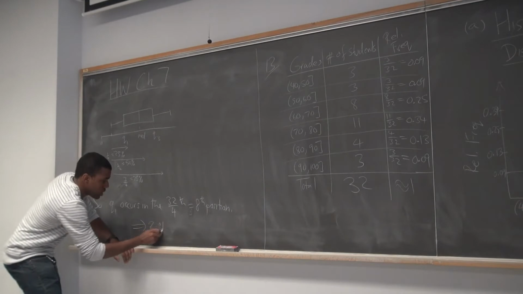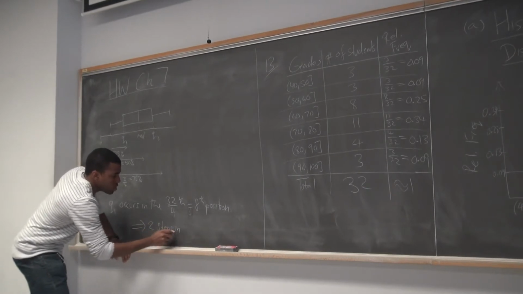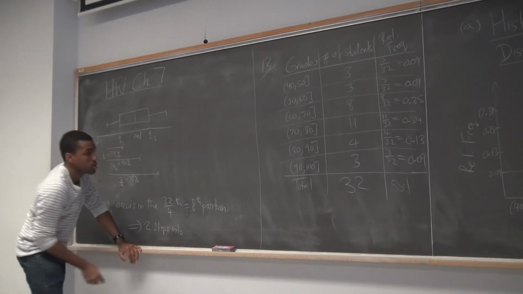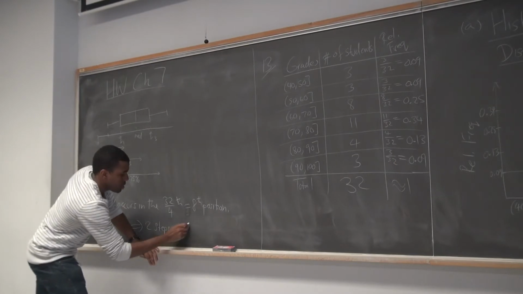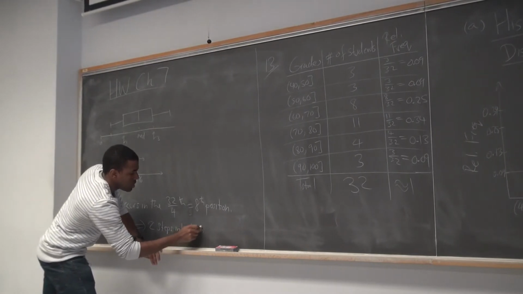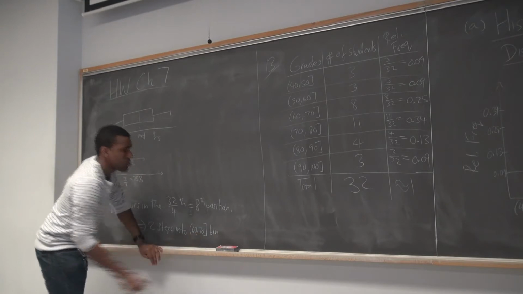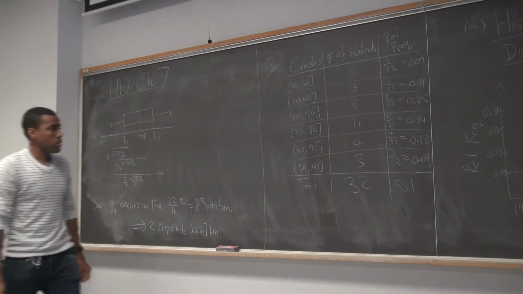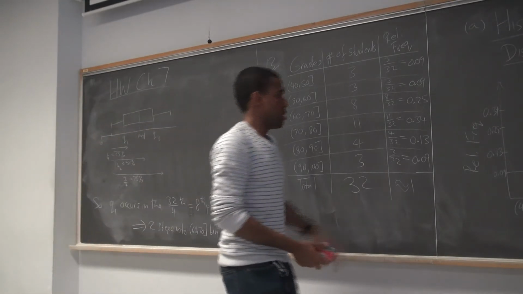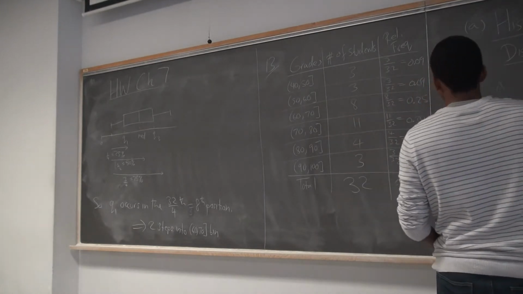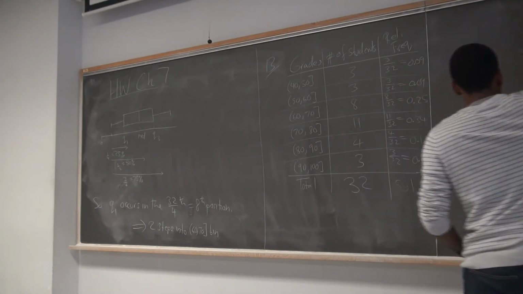This means I need 2 steps into the 60 to 70 bin. Let me continue this over here. I want to keep this table up.